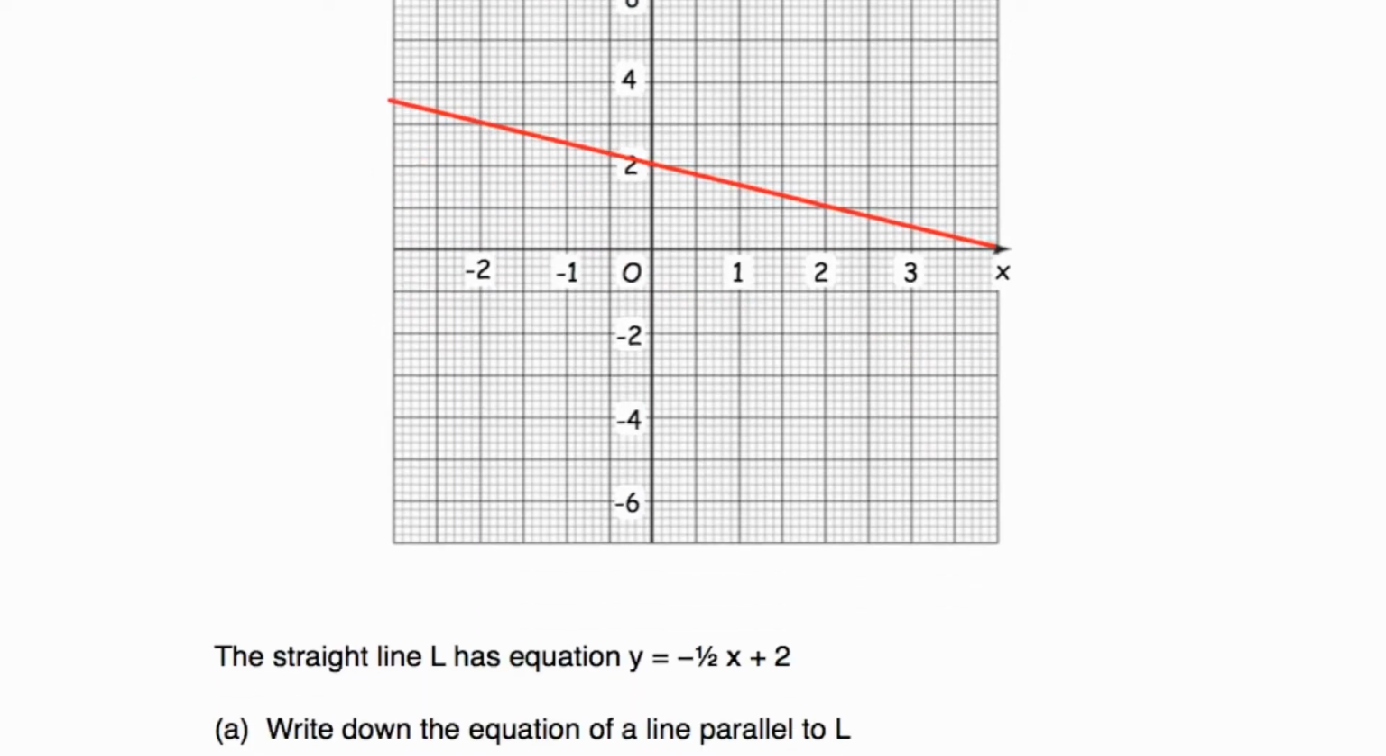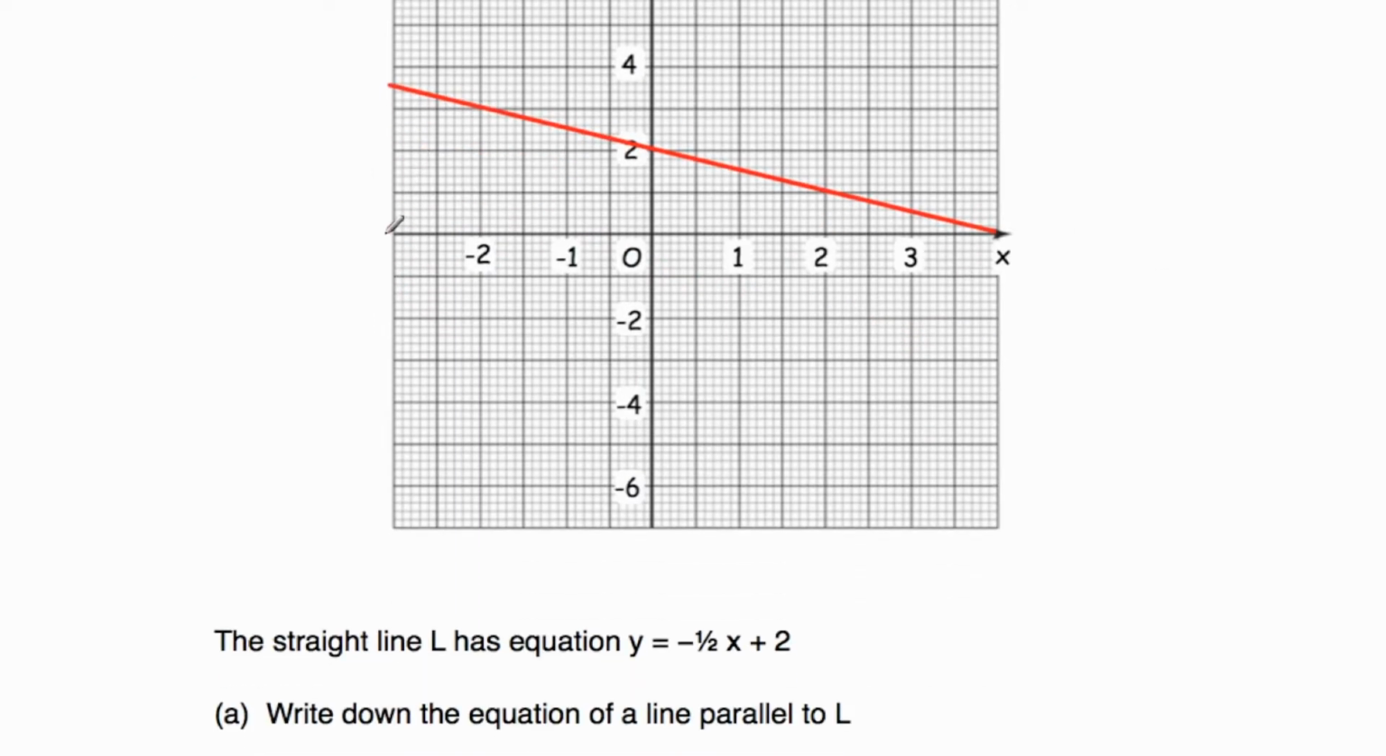Okay, let's have a look at our next question, question number 9. So we've got this straight line L that's got equation y equals minus a half x plus 2, and as you can see it's got a negative gradient and it passes through 2 on the y-axis, so fantastic. And we've been asked to write down the equation of a line parallel to L. So we want to write down the equation of any line that's parallel to this line.